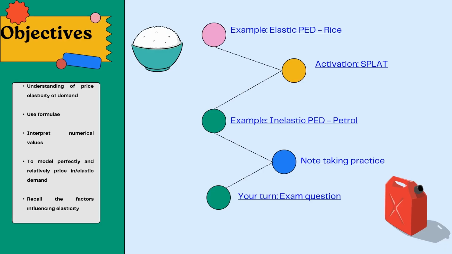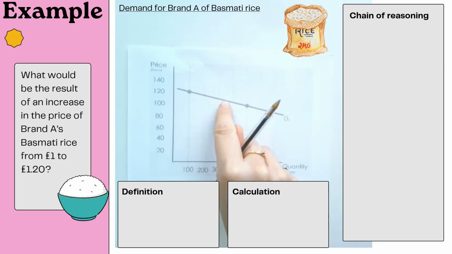Your objectives from the lesson today are to understand price elasticity of demand, be able to use the formula, interpret numerical values, to model perfectly and relatively price elastic and inelastic demand, and to recall the factors that influence elasticity. We're going to dive straight into example 1.